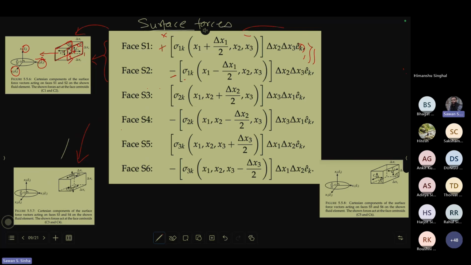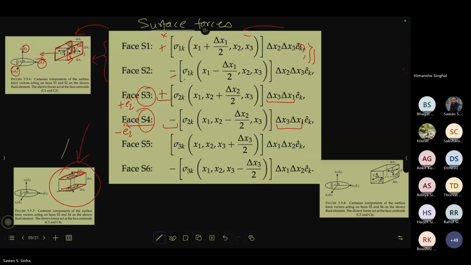Going to face S3 and S4, which is shown here in this diagram. S3 has unit normal along plus E2, and that's why there will be a positive sign here. But face S4 has unit normal along minus E2, and that's why it will start with a minus sign here. Then it will have an area contribution, which is delta x3 times delta x1. I'm talking about this area and this area.